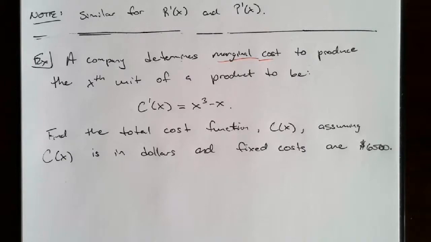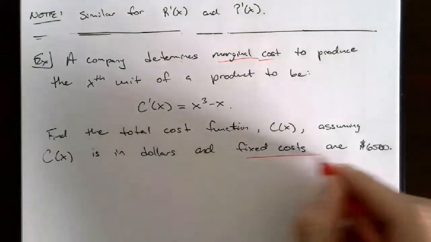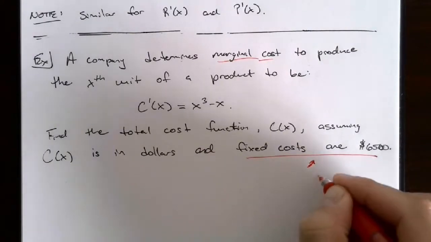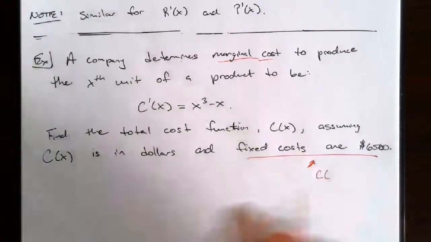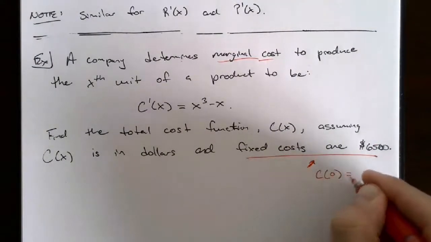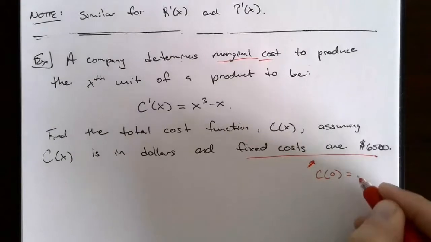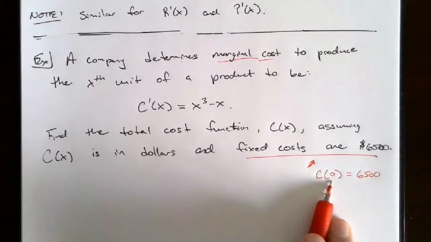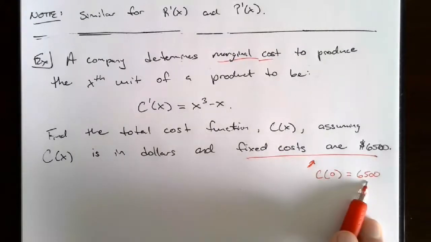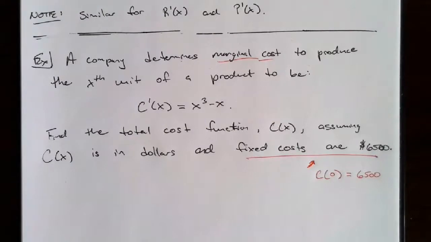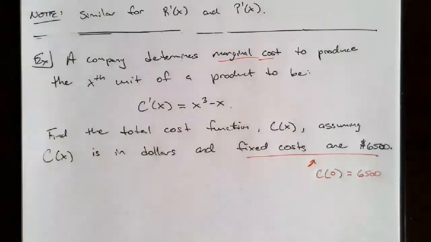When they say fixed costs are $6,500, they're giving you information here and you have to use it later in the problem. What they're really telling you is that the cost when you produce 0 items is a fixed cost equal to 6,500. So it's telling you when x equals 0, c of x is $6,500. So this is an initial condition they're giving you. They're saying c of 0 equals 6,500. We're going to use that later to get our particular solution.